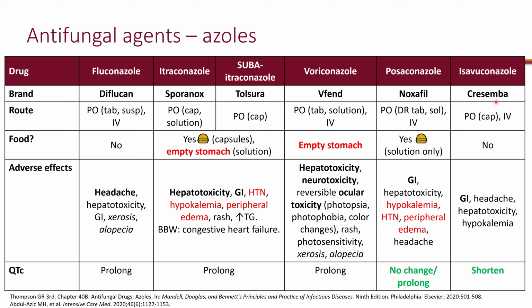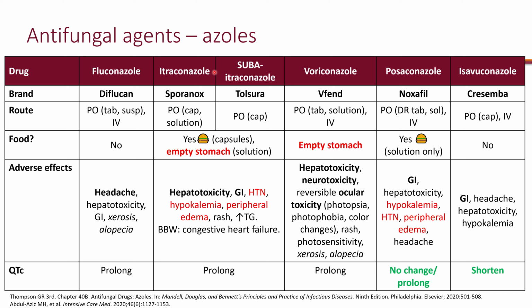And the newest azole is isavuconazole, or isavuconazonium sulfate, which is a prodrug, but it's available as PO and IV. It can be taken with or without food, and it's very well tolerated. So there are some GI adverse effects, and the mechanism for hypokalemia is still there. Now, interestingly, isavuconazole can actually shorten QTc, so it's the opposite of the rest of the azoles, but much better tolerated.